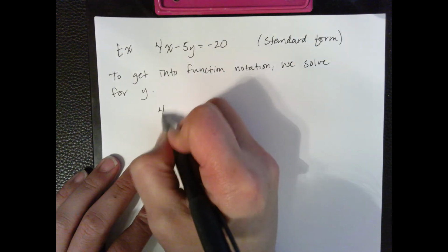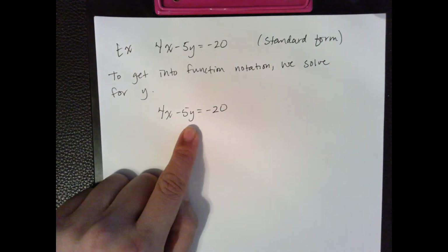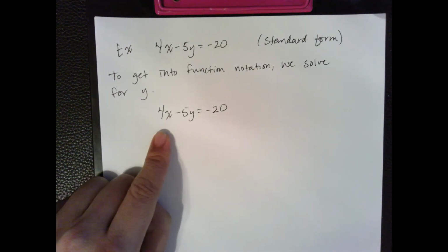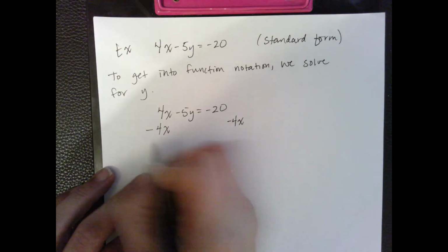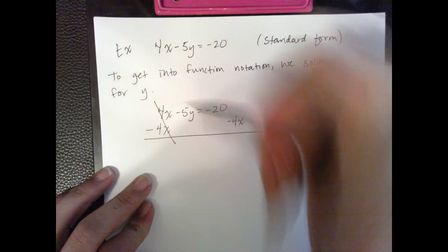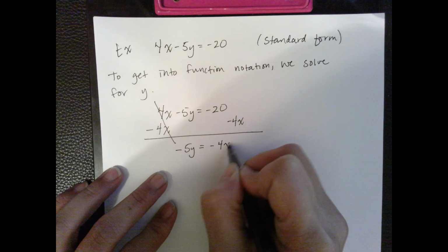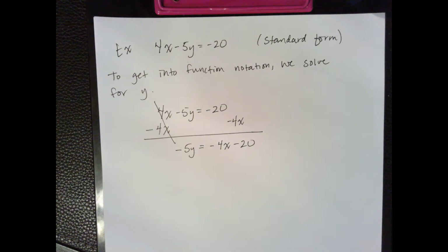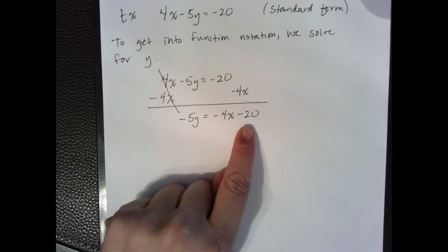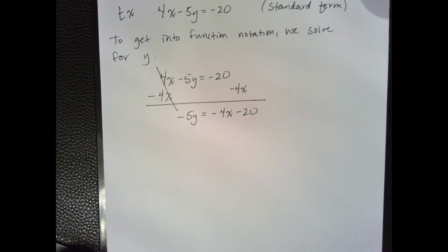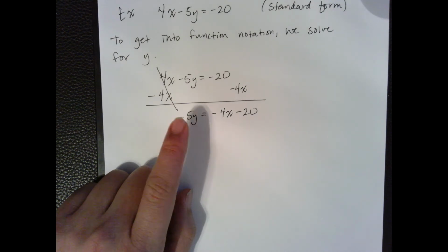Okay, so we have 4x minus 5y equals negative 20. If I'm solving for y, that means I don't want my term with x on this side. So I'm going to subtract 4x from both sides. Okay, this adds up to 0. So I'm looking at negative 5y equals negative 4x minus 20. Remember, it's pretty standard for us to put terms with variables before constants. Okay. Next, to finish solving for y, I have to divide everything by negative 5.